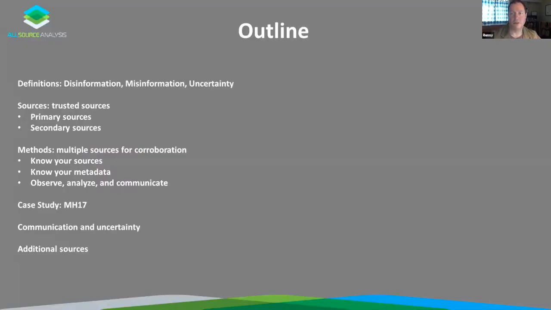So I'll start with an overview of the rest of the presentation. We'll start with definitions. We'll go through sources, so trusted sources, how you can assess different source types, methods for how you can research and how you can start looking at sources of information and assessing them for their truth, for their veracity. Then we'll look at a case study, in this case, the flight MH17. Then we'll talk a little bit about communication and uncertainty. And I'll make sure to show you the sources that I used to compile this particular presentation.